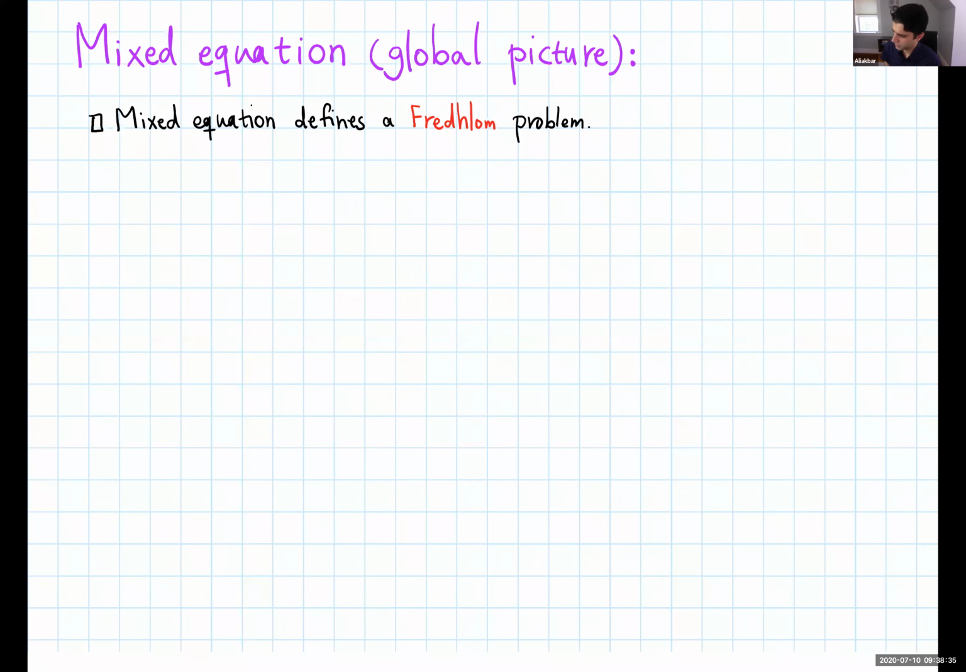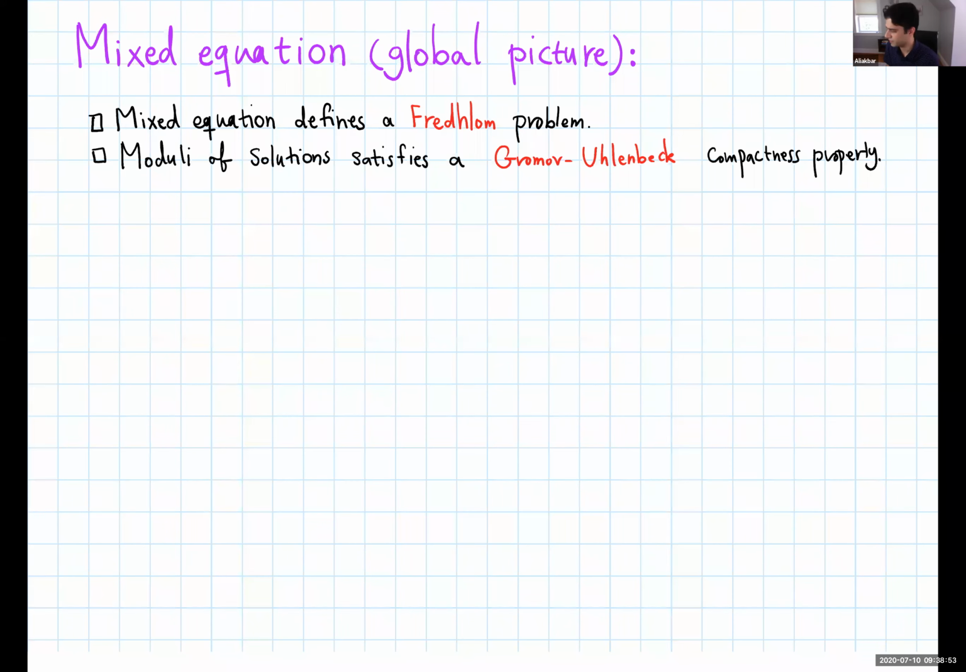Okay, so before I talk about the global version of this, I should say that this mixed equation satisfies some nice analytical properties. Many of these things were proved previously by Max. So this mixed equation defines some Fredholm problem. There is some compactness property, which is a combination of Gromov and Uhlenbeck compactness. And there's also some regularity property here.